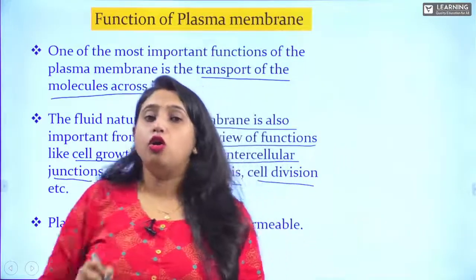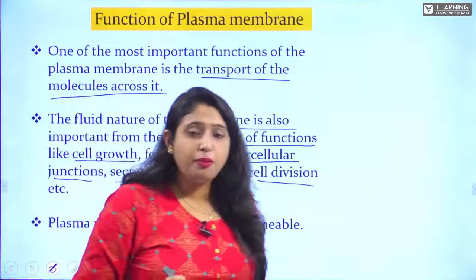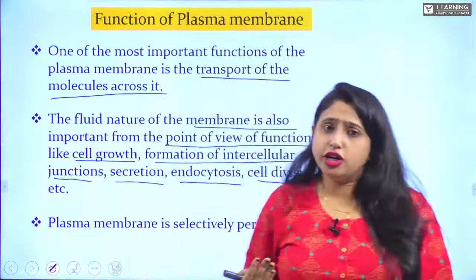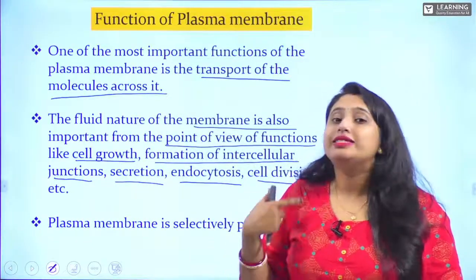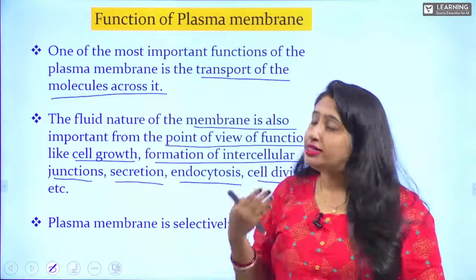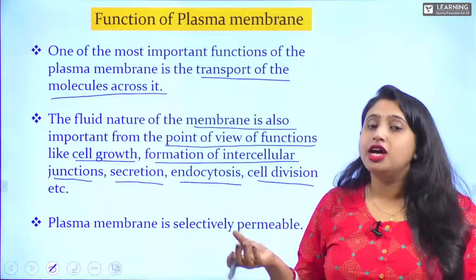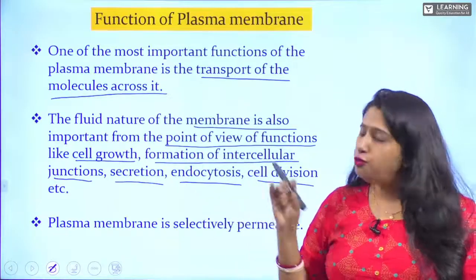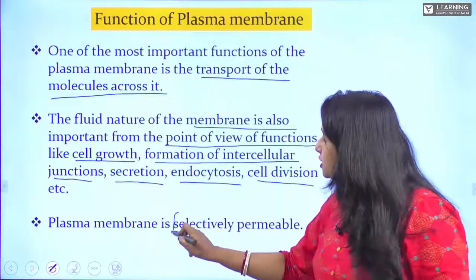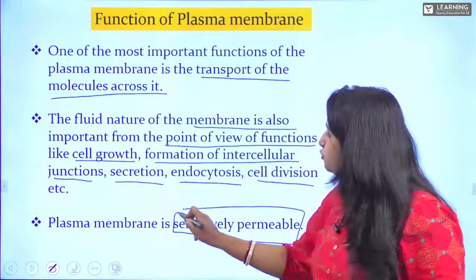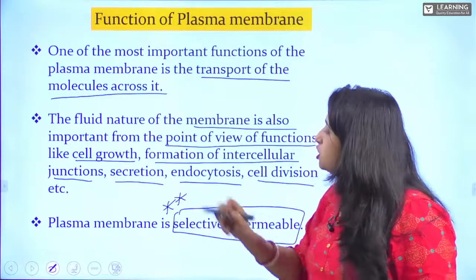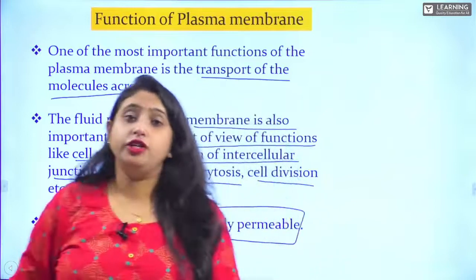So these are also the functions of plasma membrane. What are the various other functions? Cell division, cell growth, then secretion, then formation of intercellular junctions. So these are also the other functions of plasma membrane. It is selectively permeable. This is very, very important. So plasma membrane is selectively permeable.